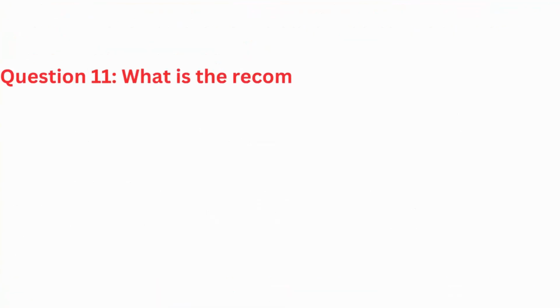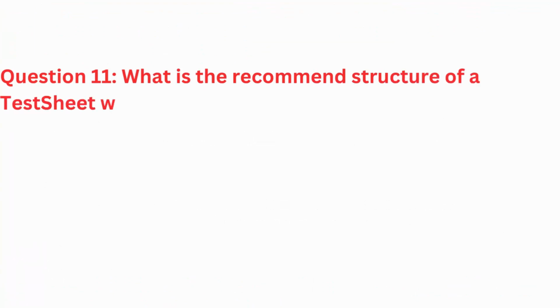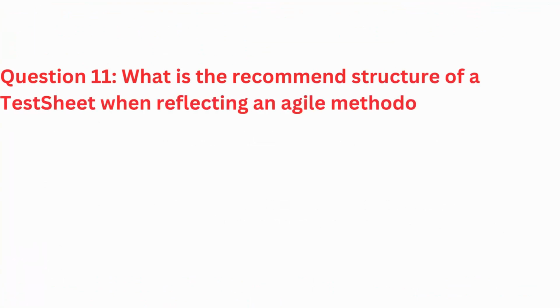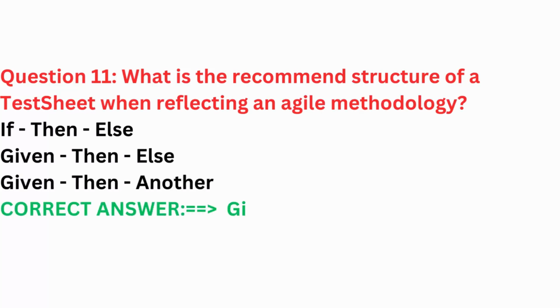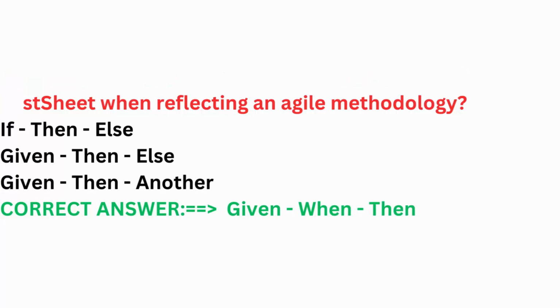Question 11. What is the recommended structure of a test sheet when reflecting an agile methodology? If then else. Given then else. Given then another. Correct answer: given when then.